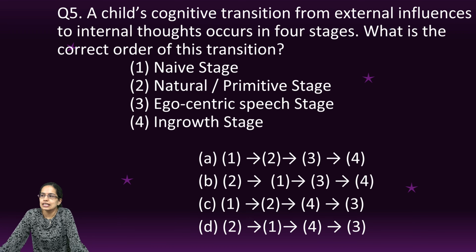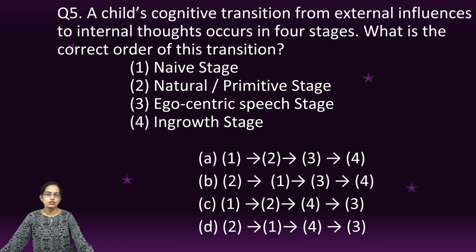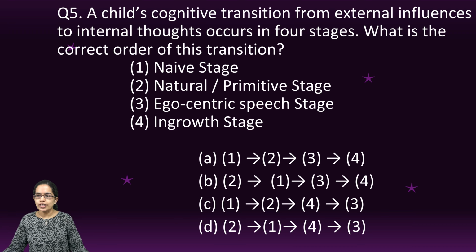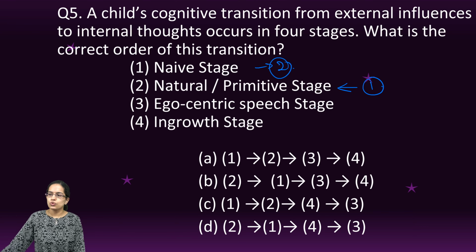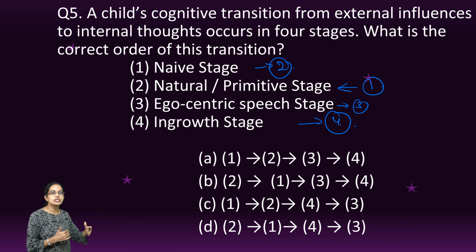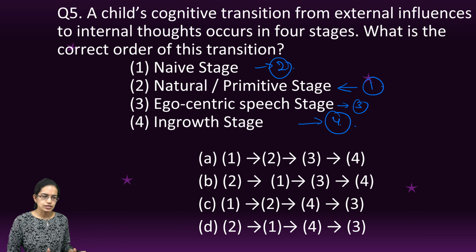The next is, in a child's cognitive transition from external influences to internal thoughts, there are 4 stages. Now what are those? The first is the primitive stage, which is also known as the natural stage. Next to the natural stage is the naive stage. Next to the naive stage, you have the egocentric stage, and finally the ingrowth stage. So that is a kind of evolution in the cognitive transitions from external influence to internal thoughts that occurs.